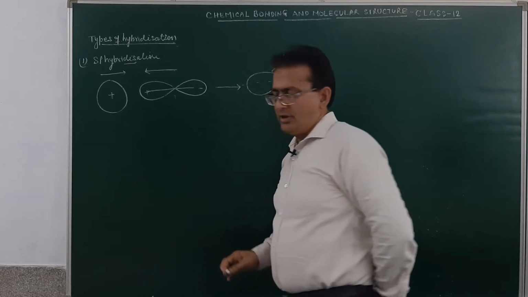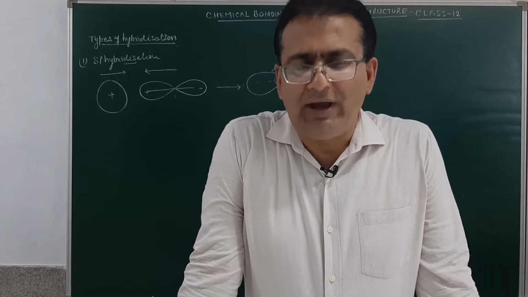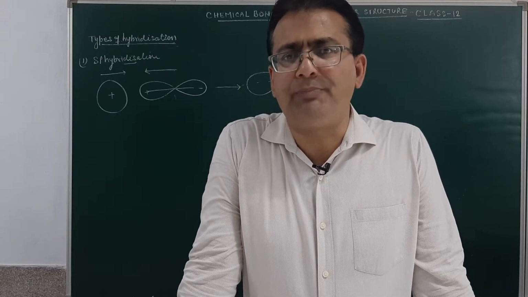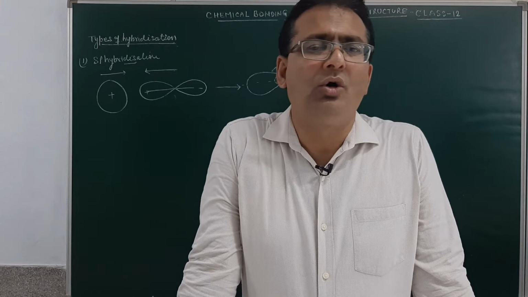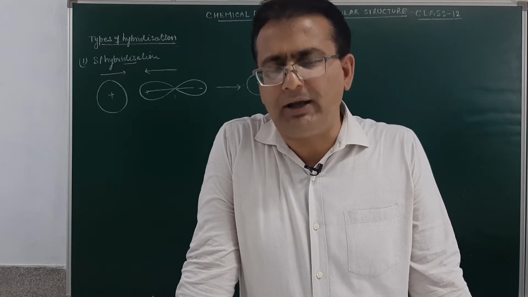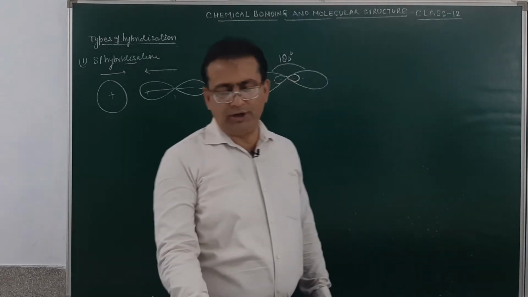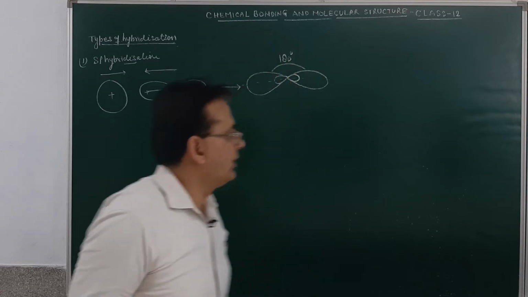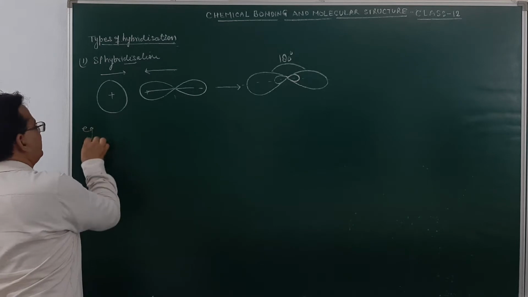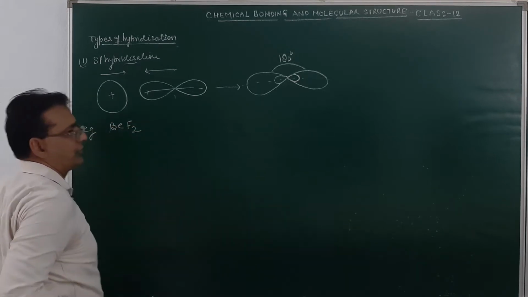Am I clear? So, how does the sp hybridization occur? It occurs when one half filled s atomic orbital of one atom and a half filled p atomic orbital of another atom orient themselves so as to overlap, resulting in the formation of hybrid orbitals called sp hybridization. They will orient themselves to acquire a linear geometry. I will try to explain this by taking an example of beryllium fluoride, the bond formation of beryllium fluoride.